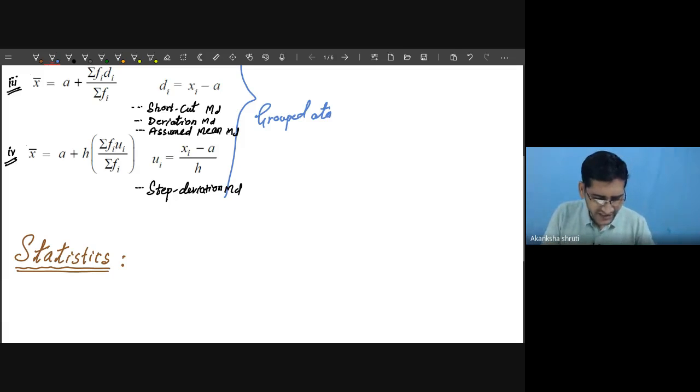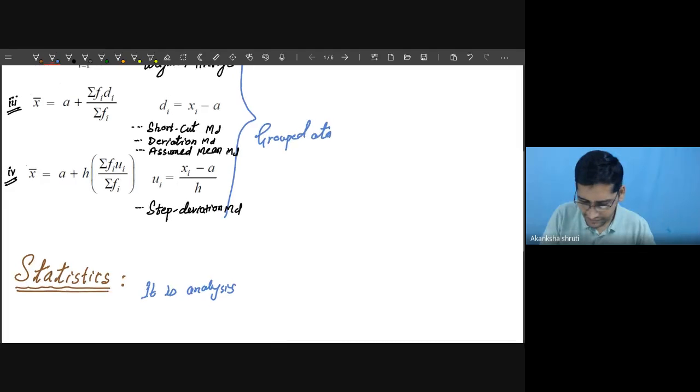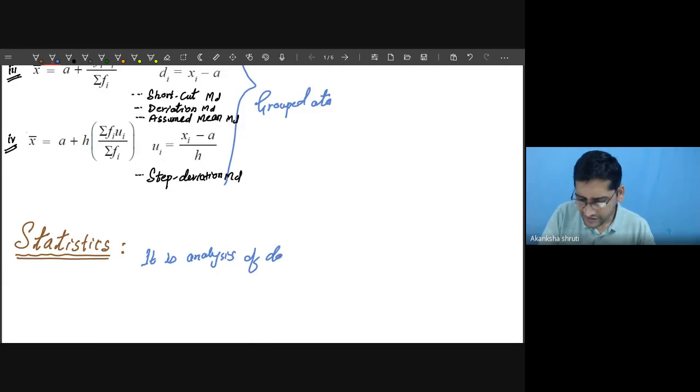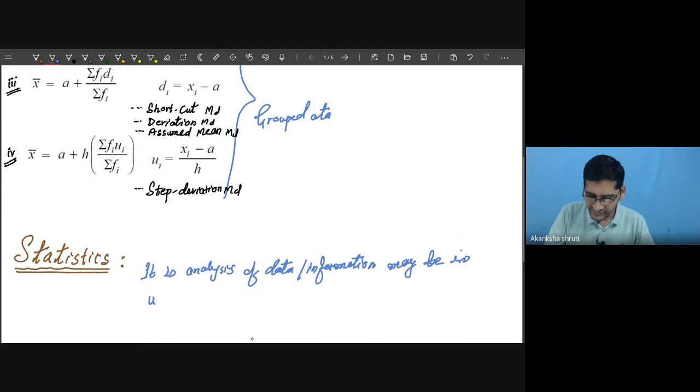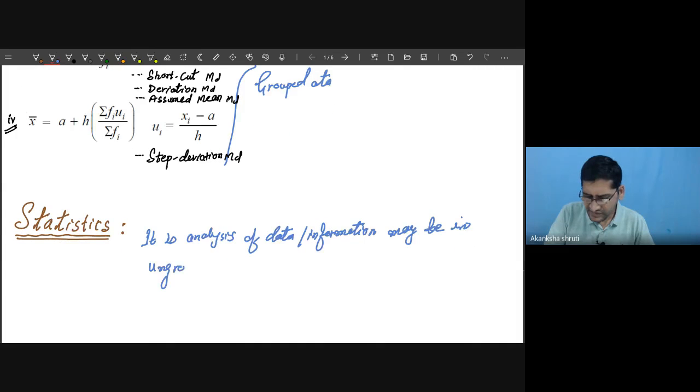So students, this statistics is nothing but the analysis of data, also called information, which may be collected in grouped form or ungrouped form. So this data may be in ungrouped or grouped form.